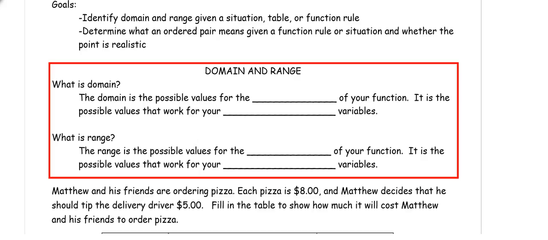This video is about identifying the domain and range given a situation, table, or function rule, and determining what an ordered pair means given a function rule or situation and whether the point is realistic. So first we need to talk about what domain and range are.